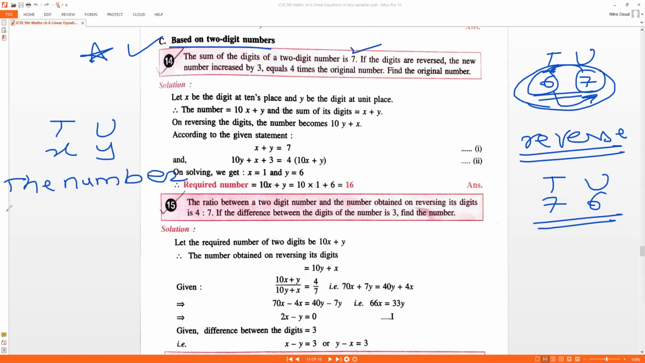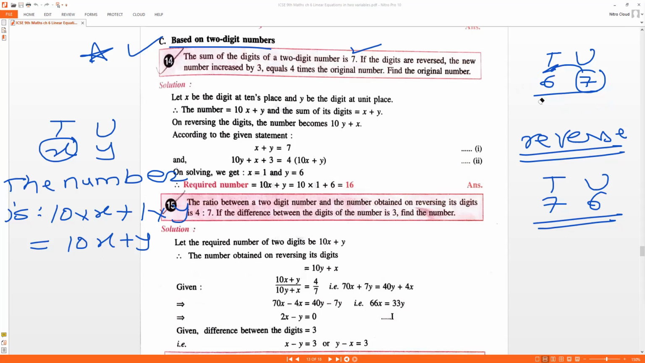So the number is, this is very important, understand. If the digit is in the tens place, you have to multiply it by 10. I'll explain with these two examples. And if the digit is in the units place, you have to multiply it by 1. So what is the original number? 10x plus y. Do you understand what I'm trying to say? This is very important. Let me explain with this example.